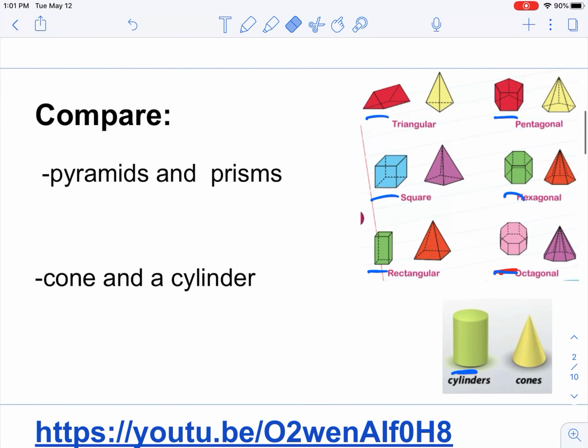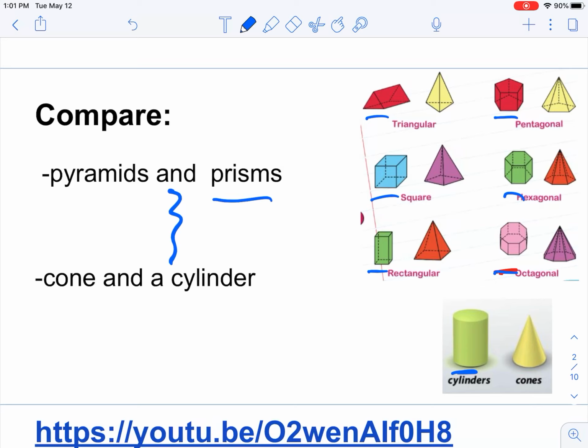Let's take a look at a little comparison between pyramids and prisms first. On the left, you'll see with a little blue underline, those are all your prisms. And on the right are all your cones. So I guess I should have put this in a different order.